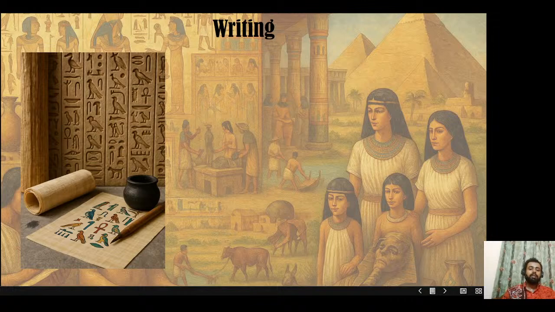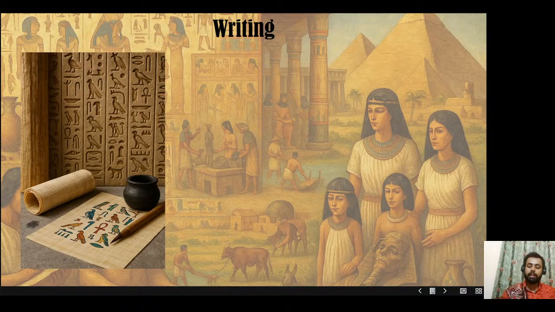So, beginning with writing, the Egyptians were very much expert in writing. They were the second in human history to discover the process of writing as a form of expression. They invented the process of writing as a form of expression only after the Sumerians.